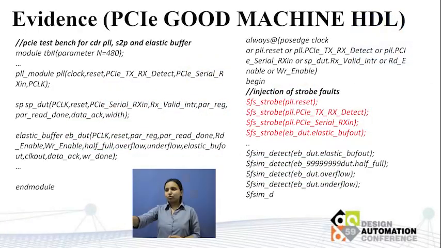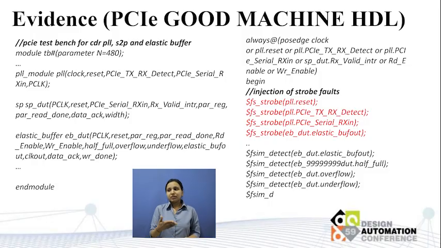Then here we have shown what strobes we have defined. Here you can have the DUT as an instance which can be defined as a strobe, or you can have different ports, like only a signal output port, which can also be defined as a strobe. So here we have taken the reset, TX, RX detect, PCI serial RXA, and DUT elastic buffer as the strobe signals, which we are going to compare with a good machine, and based on this the different fault statuses are generated at the fault simulation stage.